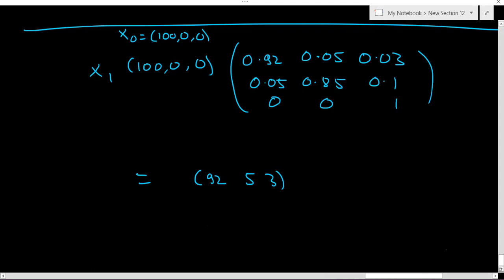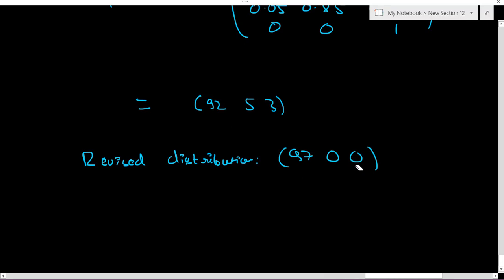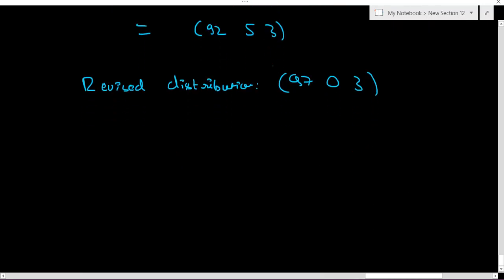Now in the second year what I'll do is I'll replace all the companies which are rated B, that is these 5 companies, with all the companies which are rated A. So your revised distribution becomes 97, 0 and 3. Okay, so all these 5 companies have been replaced with A rated companies. So A rated companies increase by 5 and your B rated companies become 0.